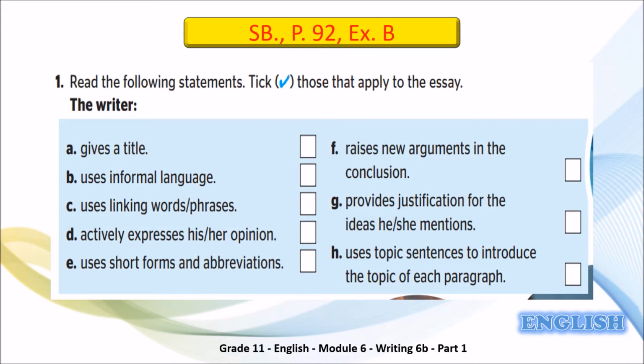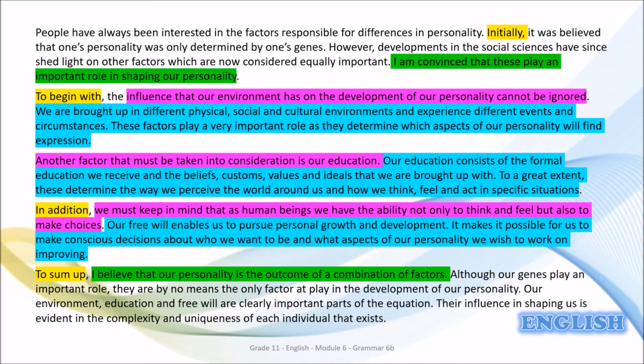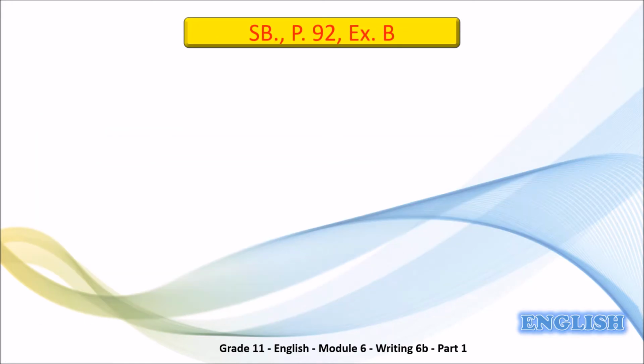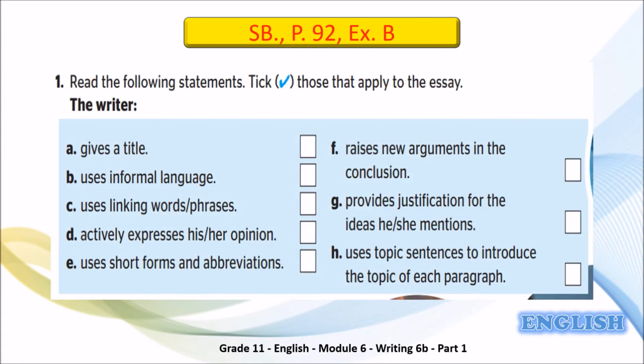C. The writer uses linking words and phrases. Look here. Initially, to begin with, in addition, to sum up, all of these are linkers. There is also a phrase which is another factor that must be taken into consideration. This is a phrase. So we tick this sentence C.